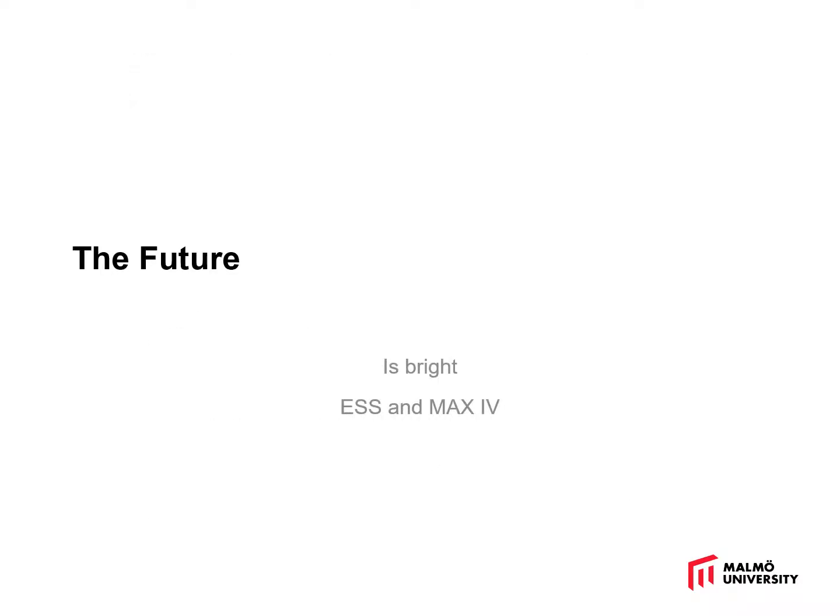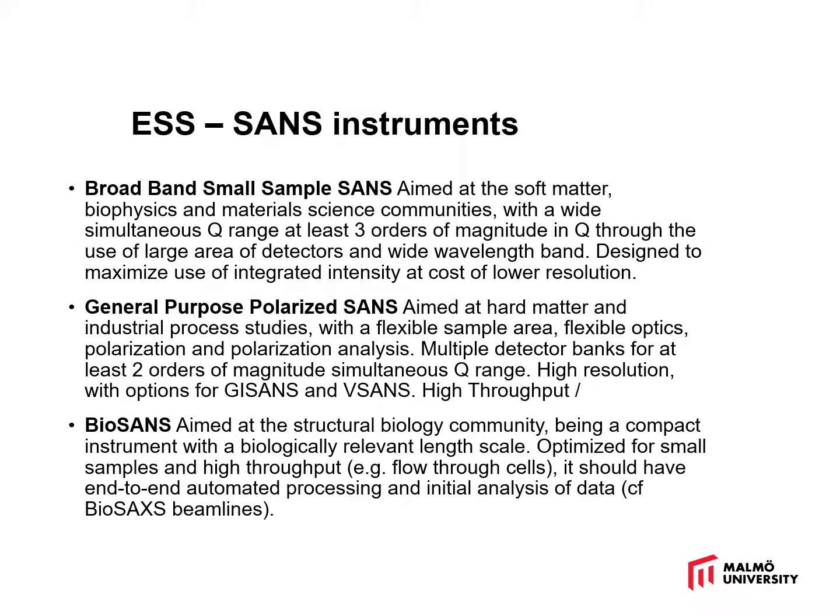So finally, I'd just like to talk a little bit about the future and the facilities at the ESS and MAX IV, with particular reference to small angle scattering equipment. So eventually it's planned to have 3 SANS instruments at the ESS. 2 of these are currently under construction, and in this slide I've just given a broad overview of the intended applications for each. The first one is really aimed at soft matter and biophysics.